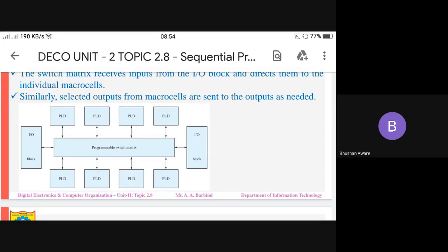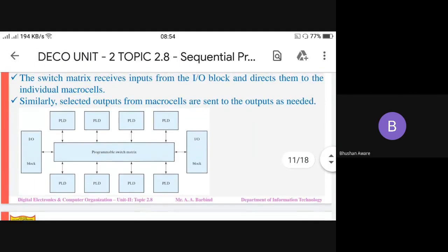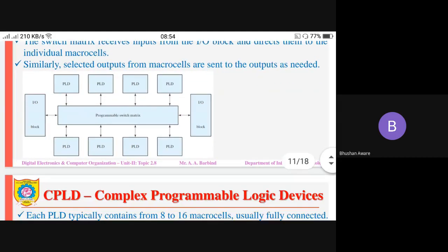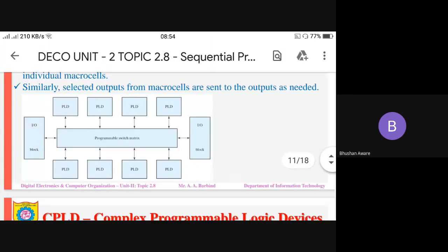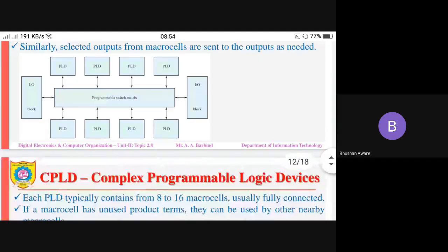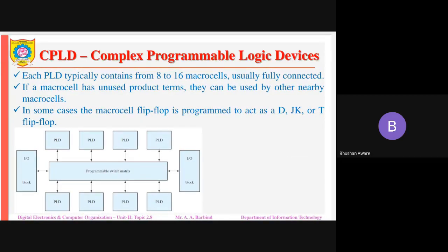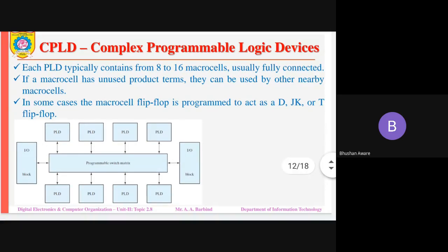Similarly, selected outputs from the microcells are sent to the outputs as needed. The outputs are again made available in the IO blocks. So inputs and outputs are handled by these IO blocks, and the connections are taken out at the pins of the CPLD, which will function either as input or output.